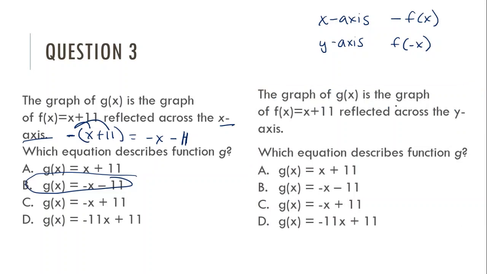Whereas in the second part, it says the graph of g of x is the graph of f of x equals x plus 11, but this time it's reflected across the y-axis. So y-axis, I'm just changing the input. I'm just looking at the x. So I'm just changing my positive x to a negative x. I'm just changing the sign. I don't touch any other part of my function, so that 11 is going to stay the same. So negative x plus 11, and that's going to be choice C. Again, your question number 3 is going to look just like one of these two options, just different numbers.